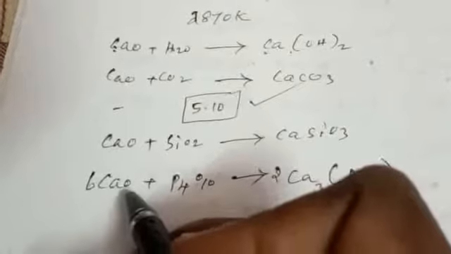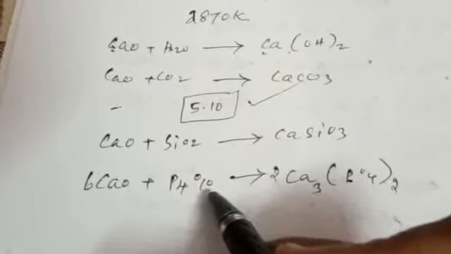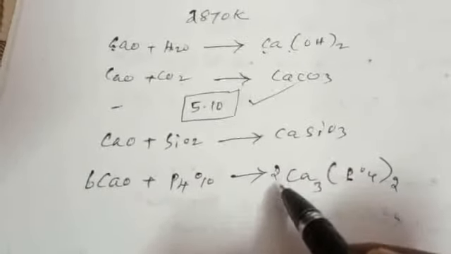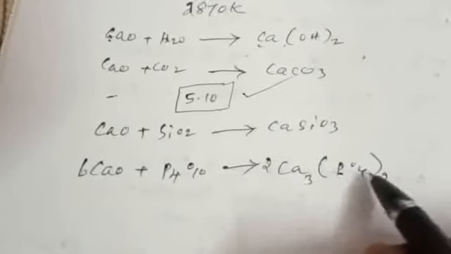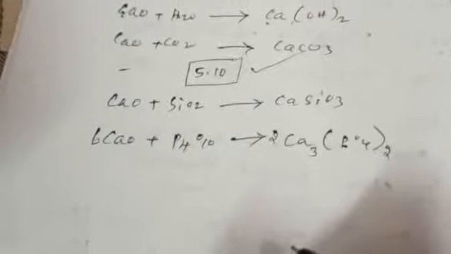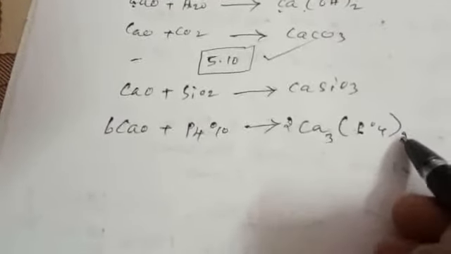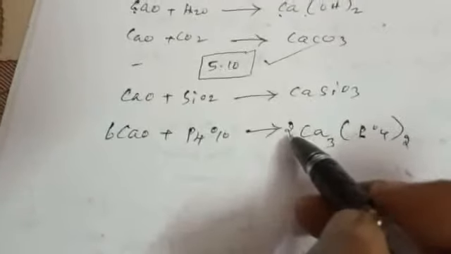Oxygen here 6, here 10, 16. P4O here 2 is balanced, 16. 4 2s are 8, 8 2s are 16.